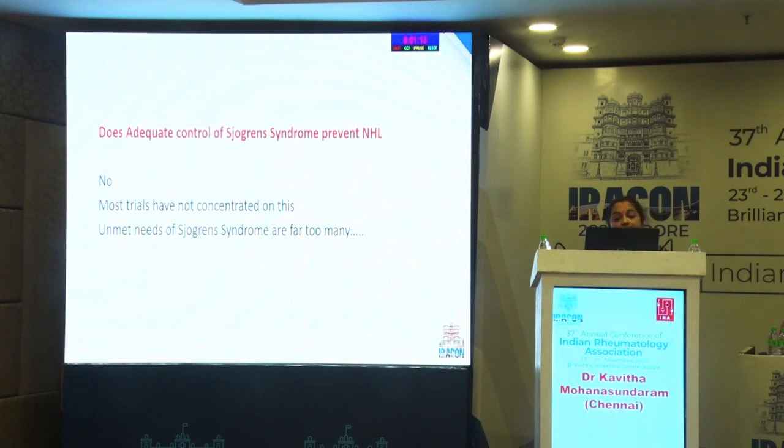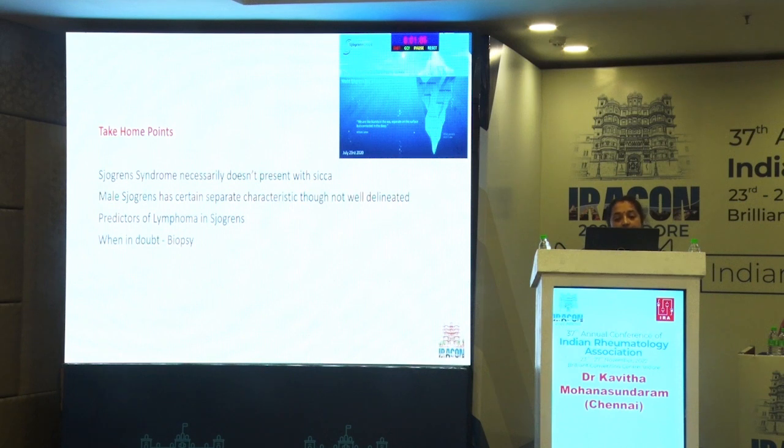So the unmet needs of Sjogren's syndrome are far too many, and this is one of the major unmet needs, lymphoma and Sjogren's. So the take-home points: Sjogren's syndrome necessarily does not present with Sicca in our population. Male Sjogren's has separate characteristics. Predictors of lymphoma when you first diagnose Sjogren's syndrome are important. When in doubt, when you have an issue, always go ahead with a biopsy.